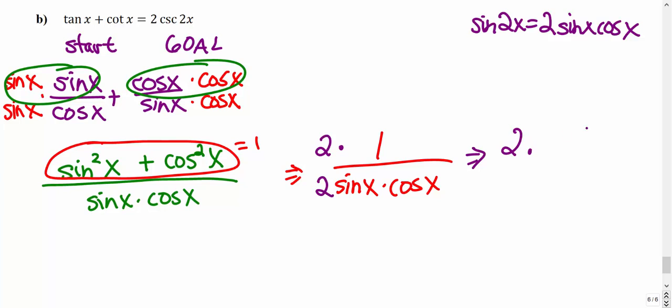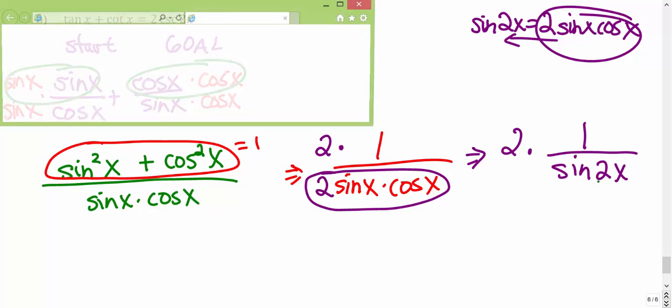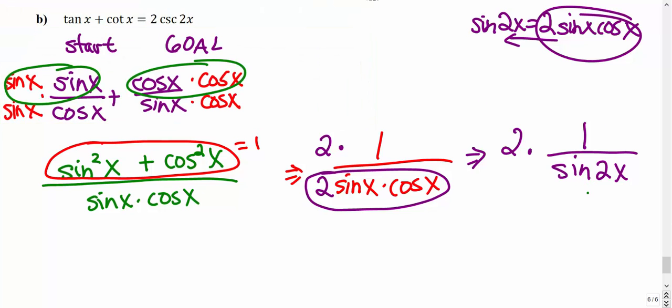So now we have 2 times 1 over, and all of this now matches the double angle identity for sine. So I'm going to write that as sine of 2x. And of course now we have 2 times 1 over sine of 2x, and the reciprocal function is equivalent. This is equivalent to 1 over sine of 2x, which is cosecant of that same angle, multiplied by 2. And this is our goal.